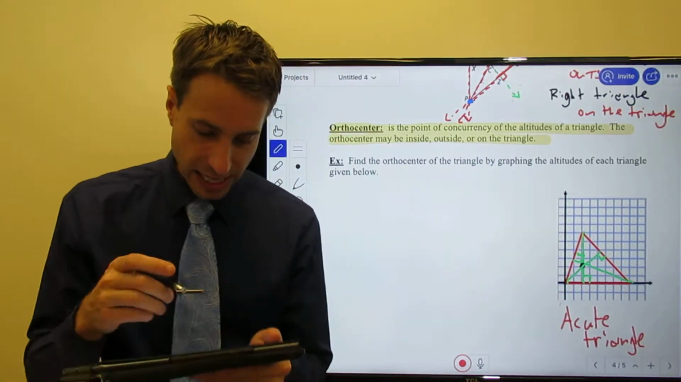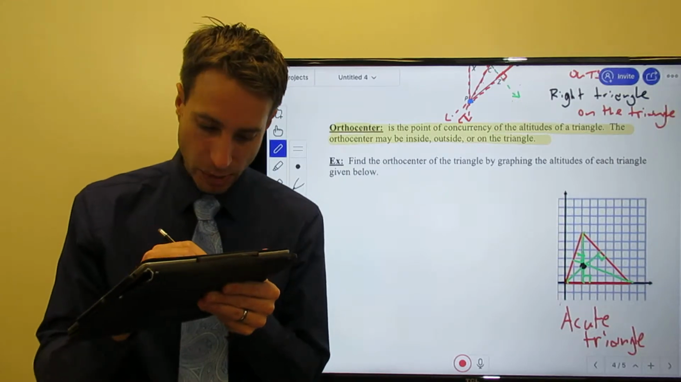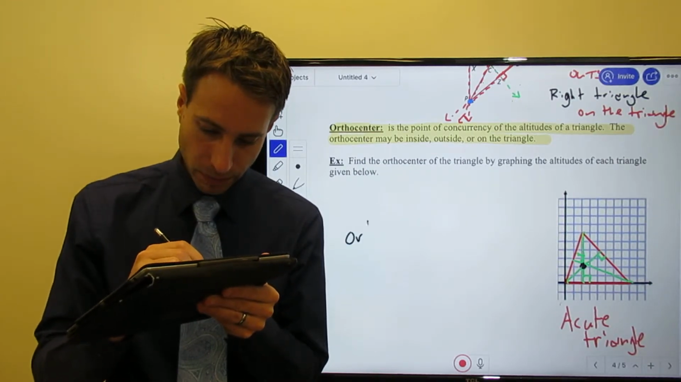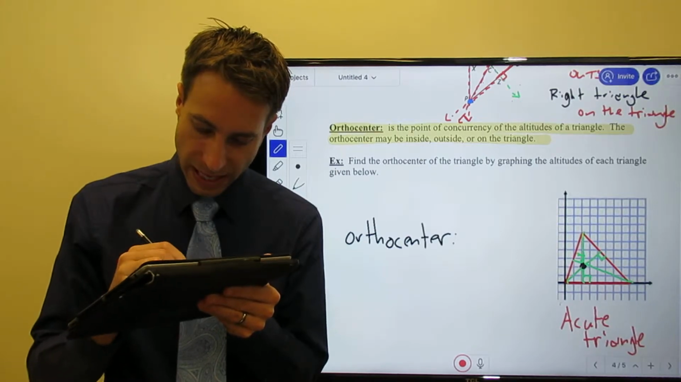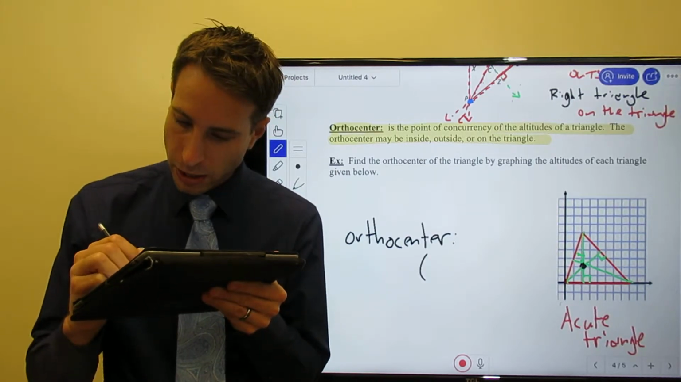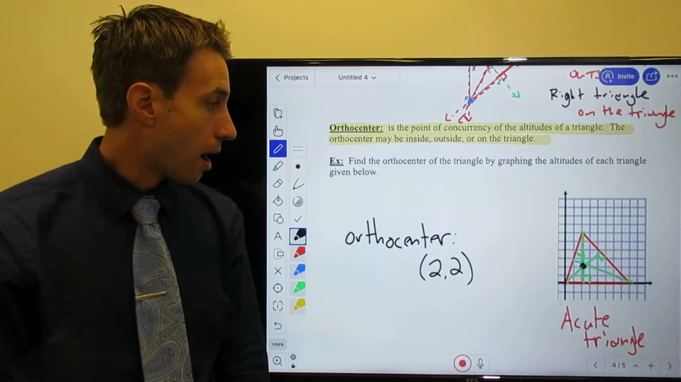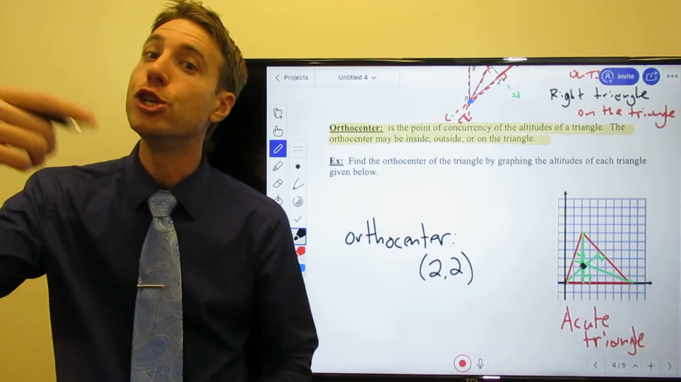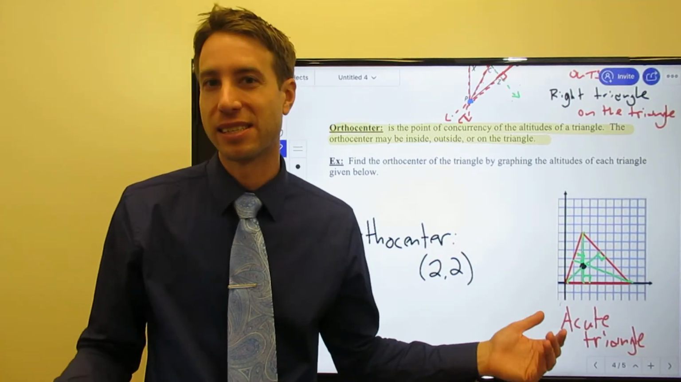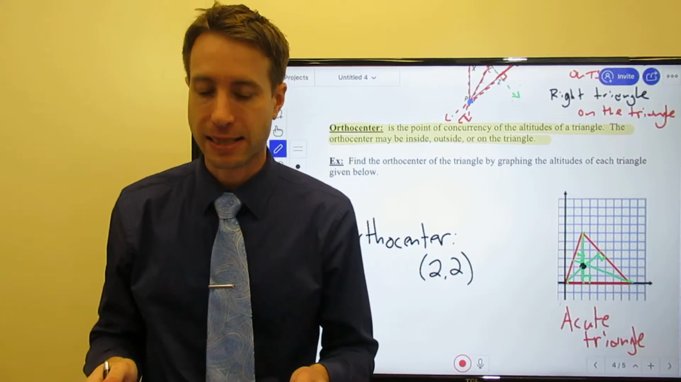I can clearly see where all three of those altitudes intersect, and so my orthocenter in this case looks like it's at (2, 2). That's where I will have my orthocenter, where those altitudes intersect. I knew it was going to be inside the triangle because it's an acute triangle, and so all of those altitudes have to be inside the triangle.